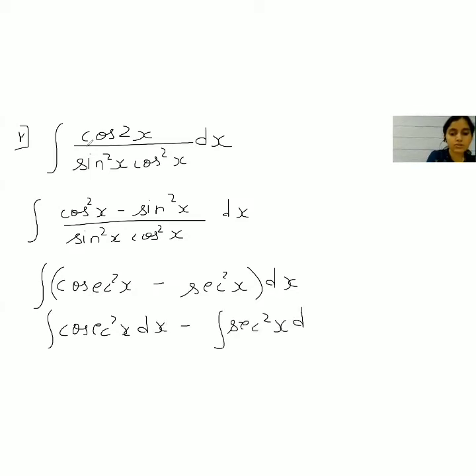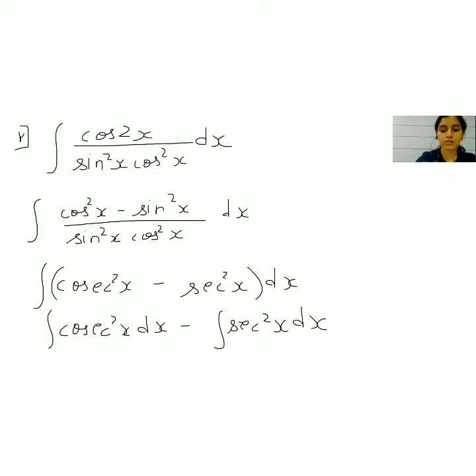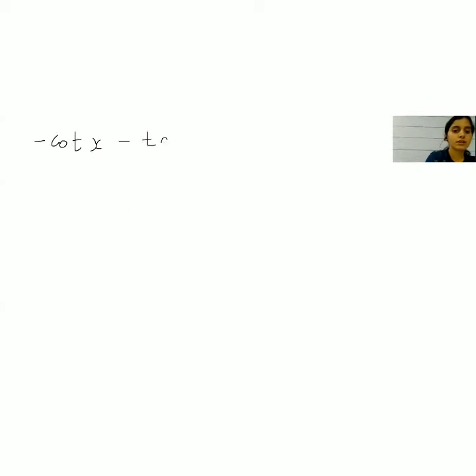We have formulas for these two. Yes, we do. So integration of cosec square x dx is minus cot x, right, with a minus sign already there. Yes, and integration of sec square is tan x plus c. Okay, so that is your final answer for question number 5.